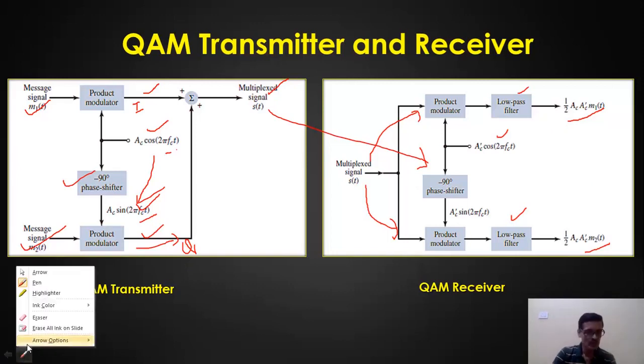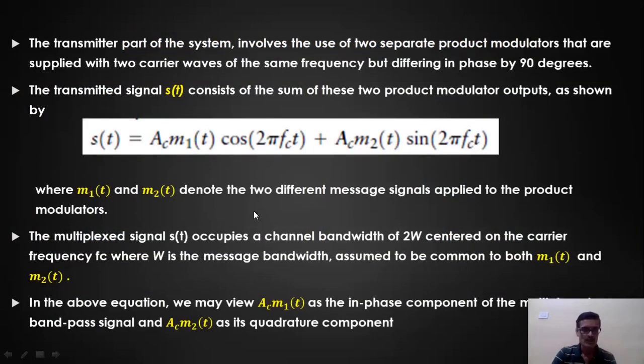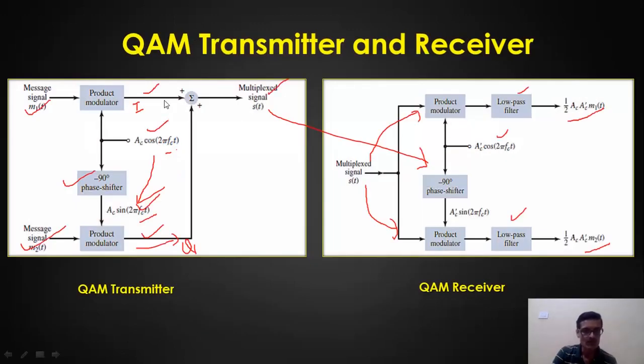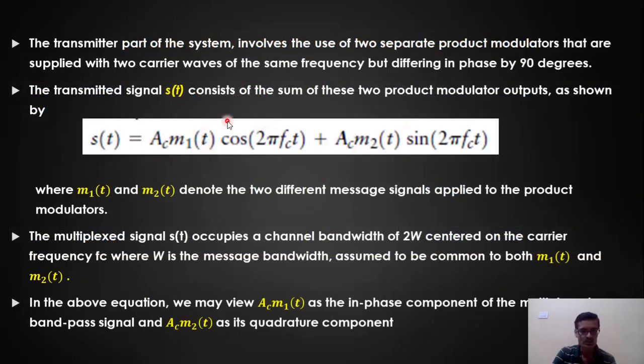Now let us see what equations we actually get in the output of a QAM transmitter and the QAM receiver. As you know, we have the sum of the two outputs of the product modulators. The output of the top product modulator is given by M1 of t multiplied by AC cos 2 pi fct, and the output of the bottom product modulator is M2 of t multiplied by AC sine 2 pi fct. So when I add both signals, I get this particular equation: AC M1 of t cos 2 pi fct plus AC M2 of t sin 2 pi fct is your multiplexed signal S of t.